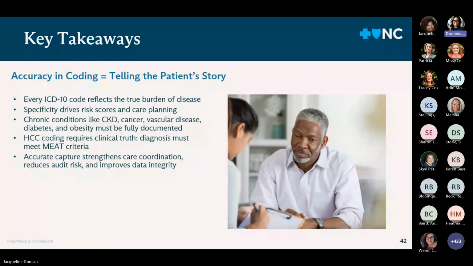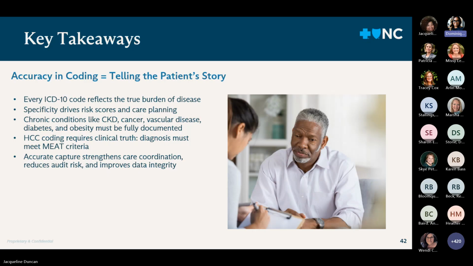So as we close today's session, remember that coding accuracy is more than numbers. It's about telling the patient's story completely. Every ICD-10 code reflects disease burden, drives risk scores, and ensures resources for care. When chronic conditions are missed or miscoded, that story becomes incomplete. HCC coding depends on documentation. Diagnoses must be supported with MEET criteria, monitored, evaluated, assessed, and treated, or show clear evidence of treatment or follow-up. Accurate capture strengthens care coordination, reduces audit risk, and improves data integrity for reimbursement, quality reporting, and population health.